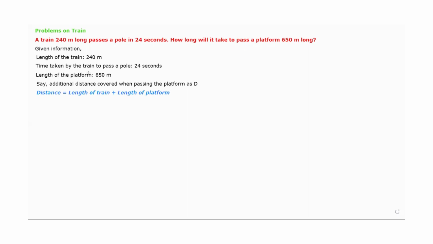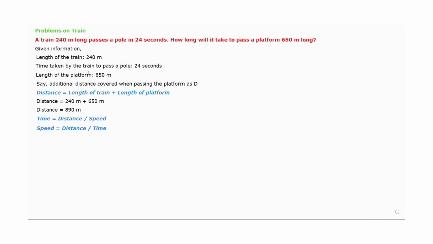Distance equals length of train plus length of platform. Distance equals 240 meters plus 650 meters. Distance equals 890 meters. Now, let's calculate the time it takes for the train to cover this distance. We can use the formula, time equals distance divided by speed. To find the speed, we need to determine the speed of the train.